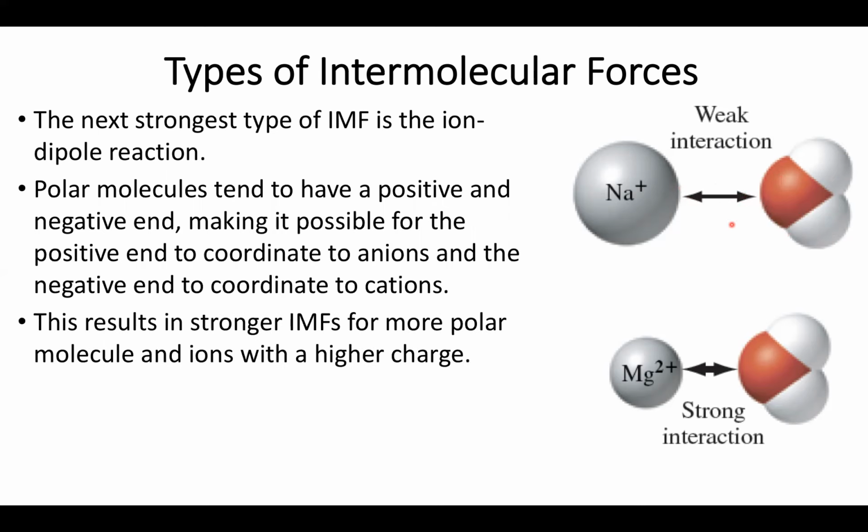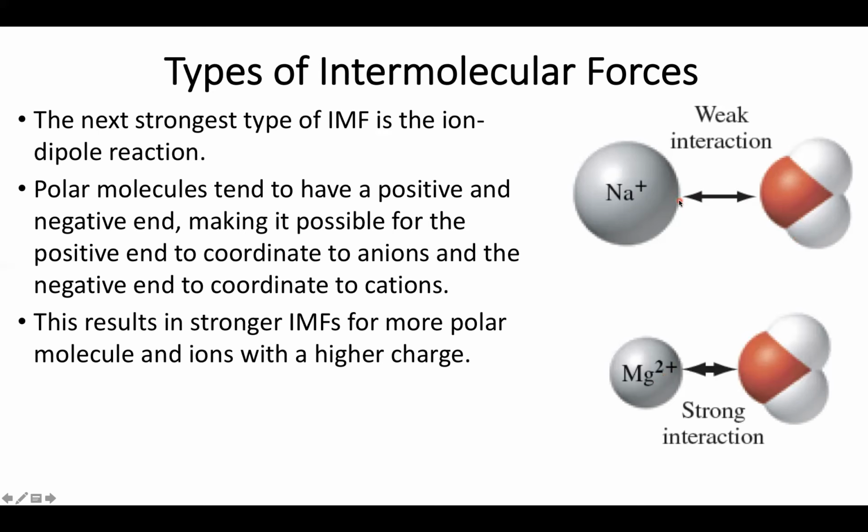Additionally, you'll tend to see this IMF grow in strength as you have a higher charge on your ion. So when we go from sodium to magnesium, the interaction would be strengthened. You'll see the same thing with anions. You'd expect oxides, or O2 minus, to be much stronger than a simple chloride. Similarly, the stronger the dipole, so the more polar the molecule is, you are also going to see a much stronger interaction between our dipole and the ion.